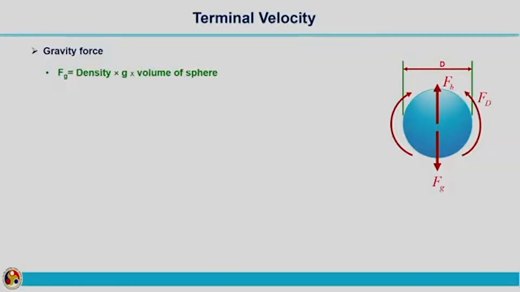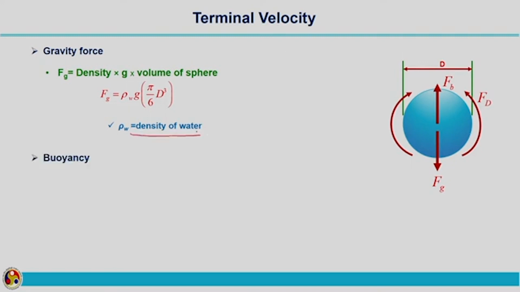So, here in this case, the drop which we are considering is a water droplet, right? So, it will have the density of water, which we are going to represent by rho w. So, Fg can be written as rho w g pi by 6 d cube. Here rho w is the density of water.